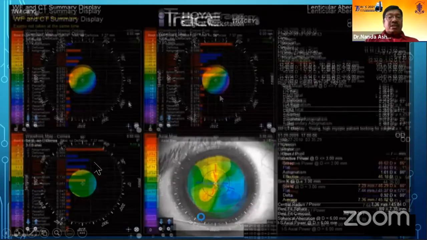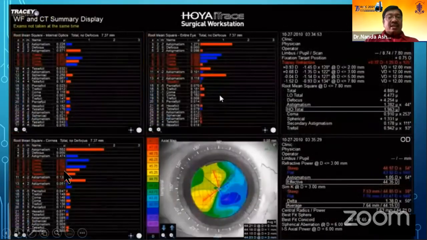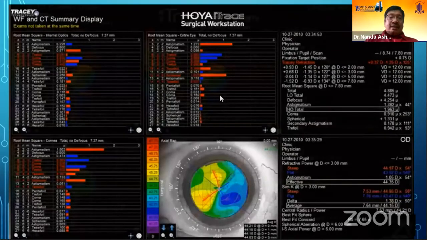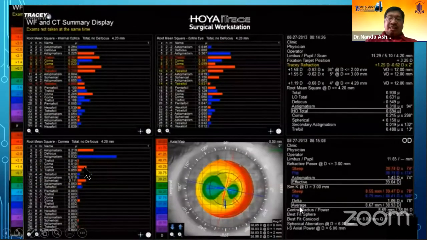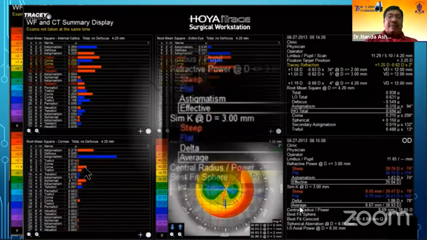It can also give it in the form of a chart. This is internal aberration, this is corneal aberration. It is high here. The aberrations being high, in this case, if you put a premium IOL, then the patient may not be happy. But here, if you see, the internal aberrations are high and the corneal aberrations are low. In this case, the patient will be happier.